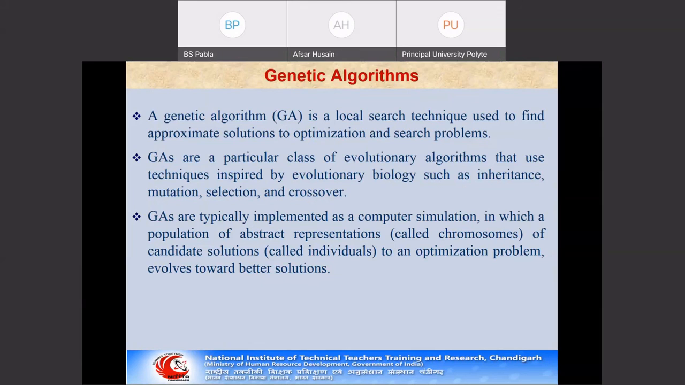GAs are typically implemented as a computer simulation in which a population of abstract representations, called chromosomes, of candidate solutions, called individuals, to an optimization problem evolves toward better solutions. That means you keep on trying combinations. They write it as an array, or in a binary form like 0101. Then you take half of the first individual and half of the second individual, and just see what results it gives.